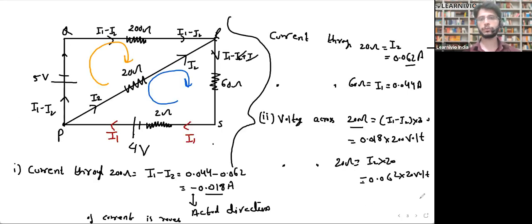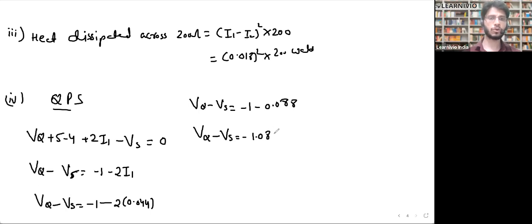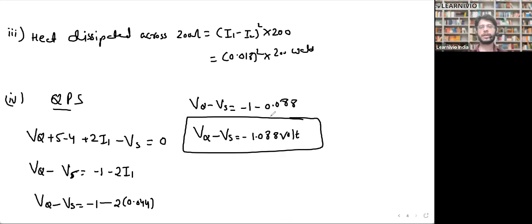How much is I1? I1 is 0.044. So we are left with VQ minus VS is -1 minus 0.088. So I can write VQ minus VS is minus 1.088 volt. So this is how we calculate VQ minus VS. Potential difference VQ minus VS is minus 1.088 volt. Is it clear, everyone?